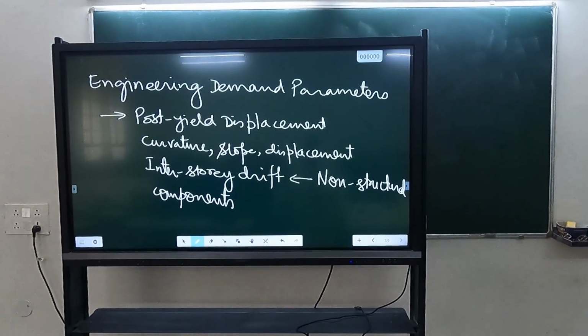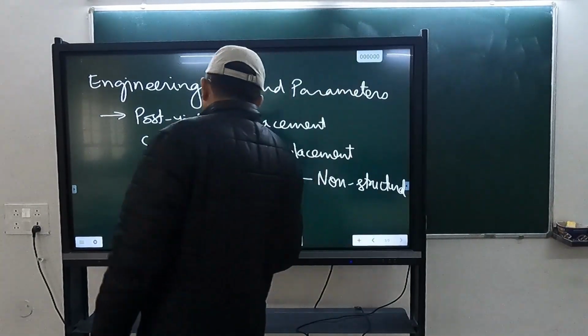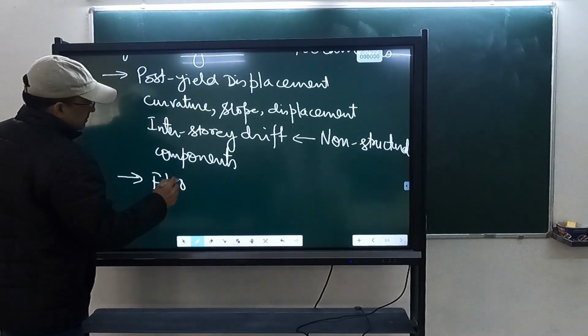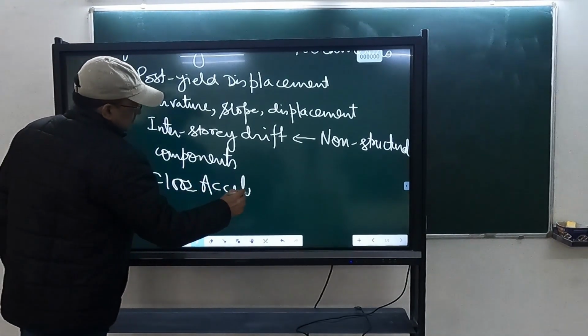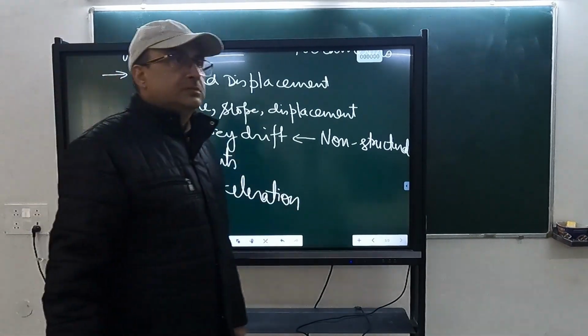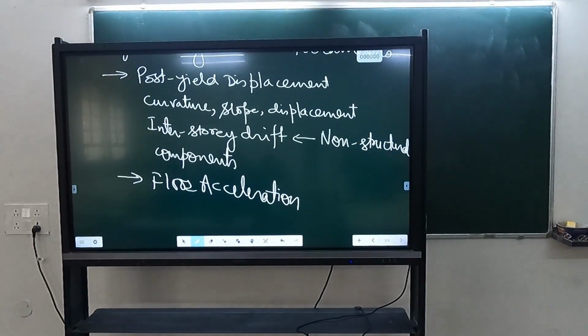But about equipment, suppose an X-ray machine which is kept on the floor, how will its behavior be affected during an earthquake? Its behavior will not be affected by inter-story drift. Its behavior will be affected by floor acceleration. So how much acceleration is caused on the floor?